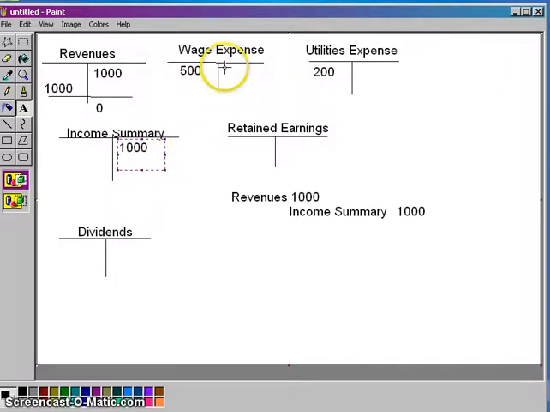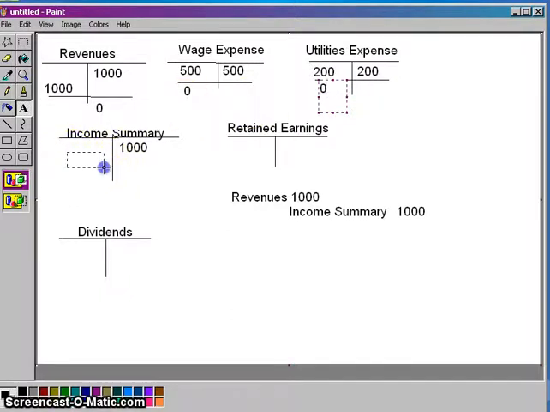My next entry is going to be to close out my expenses. So here we go. To close out wage expense, I've got a debit balance of $500 there. The only way to make this account zero is to now credit it for $500. And the same thing with utilities expense. I'm going to credit that for $200, making each of these accounts now zero. I'll draw my lines and put my zeros in.